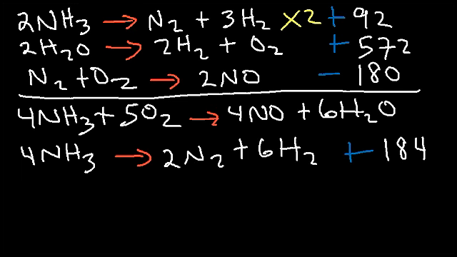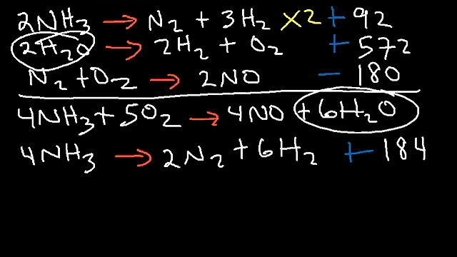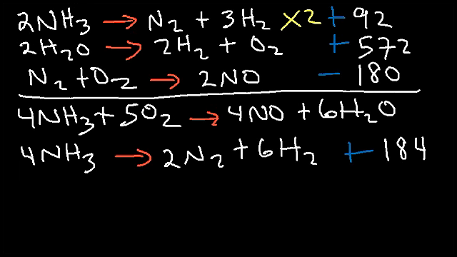Now what about the second reaction? Do we need to change it? So let's focus on water since it's only found in reaction 2 but not in reactions 1 and 3. So we need 6 water molecules on the right side. We have 2 on the left. So we need to reverse it and multiply it by 3. So I'm going to write 3R, times 3 and R for reverse.